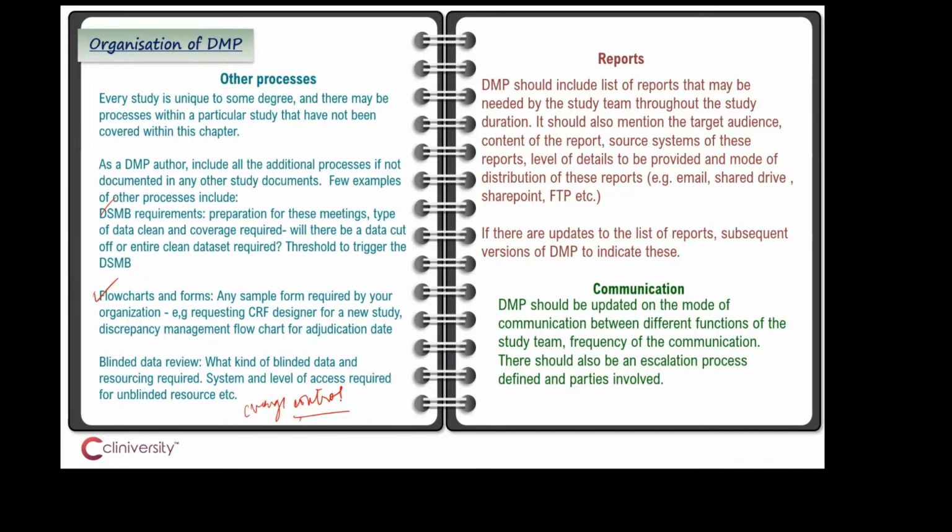Blinded review specification. Now, in blinded review it will be what kind of blinded data is required, and what kind of system and level of access is required for the unblinded resource, if there is an unblinded resource, and then which accesses will be needed for them, what kind of work is expected from this unblinded resource, how the data flows from an unblinded resource to a blinded team for the rest of the data processing activities. All that information will be mentioned here.